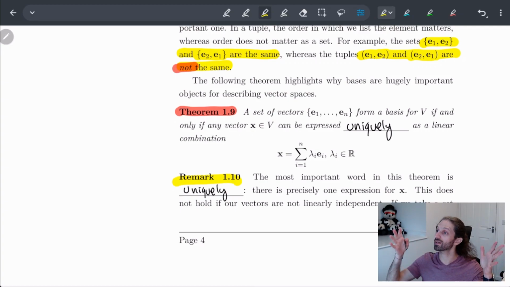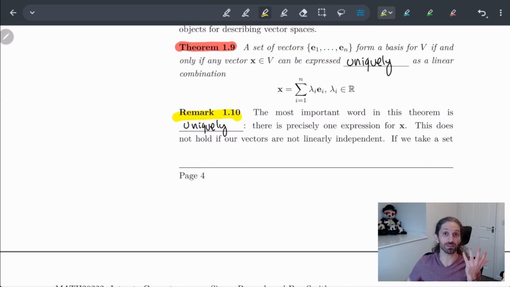Now imagine, this is not a trivial fact, right? It could be that I have two different ways of representing the same vector. We don't actually know this. But it turns out if we have a basis, then this is always going to be unique, which is really, really nice.